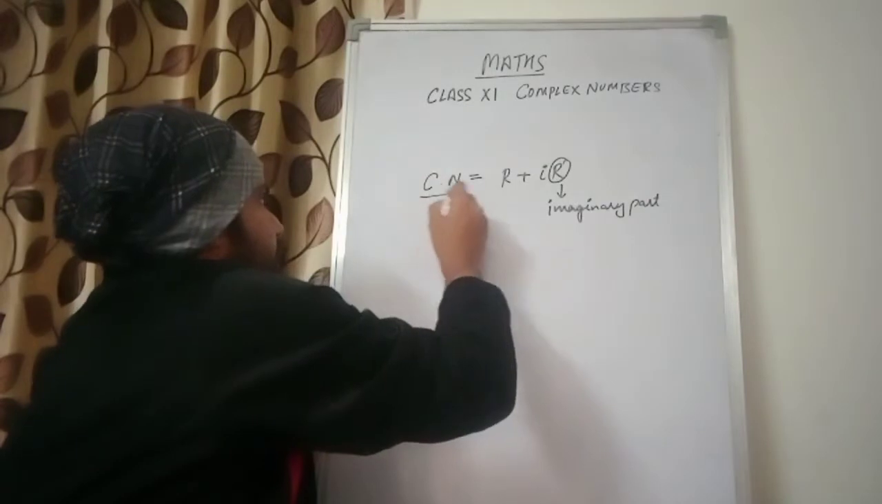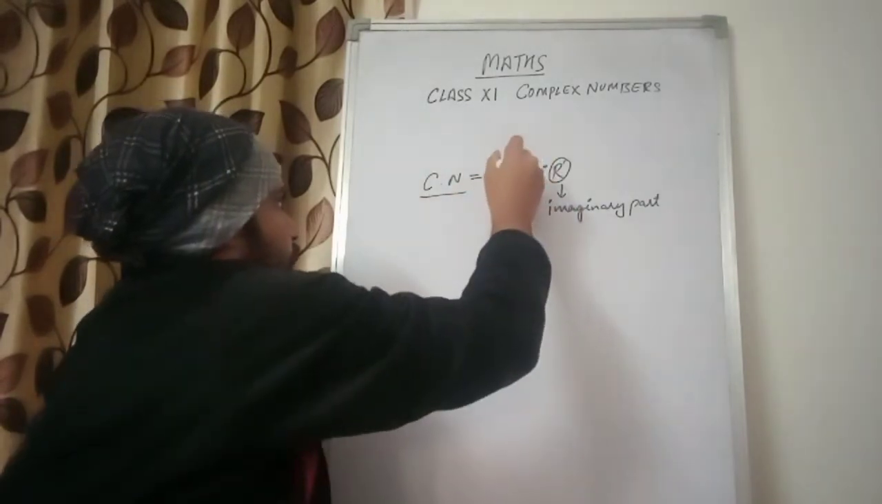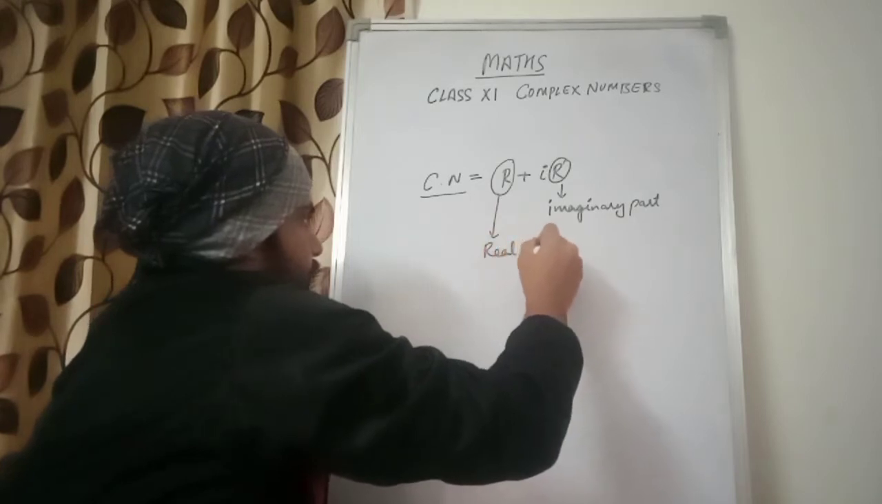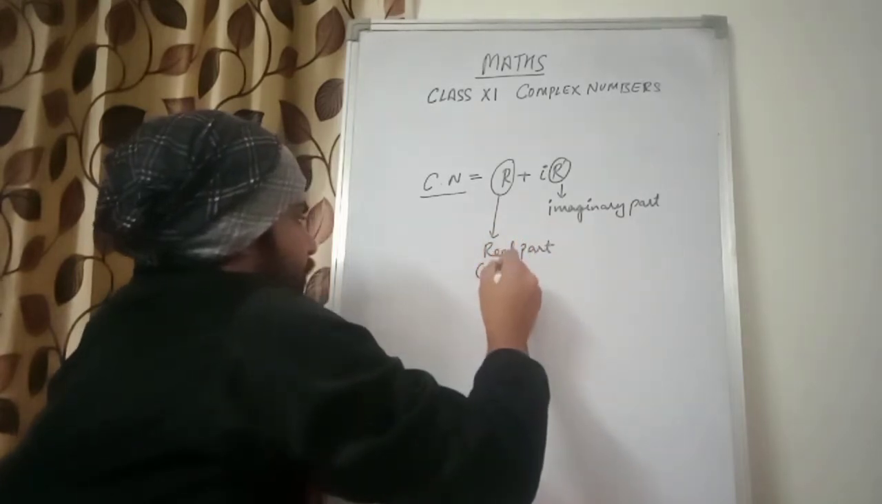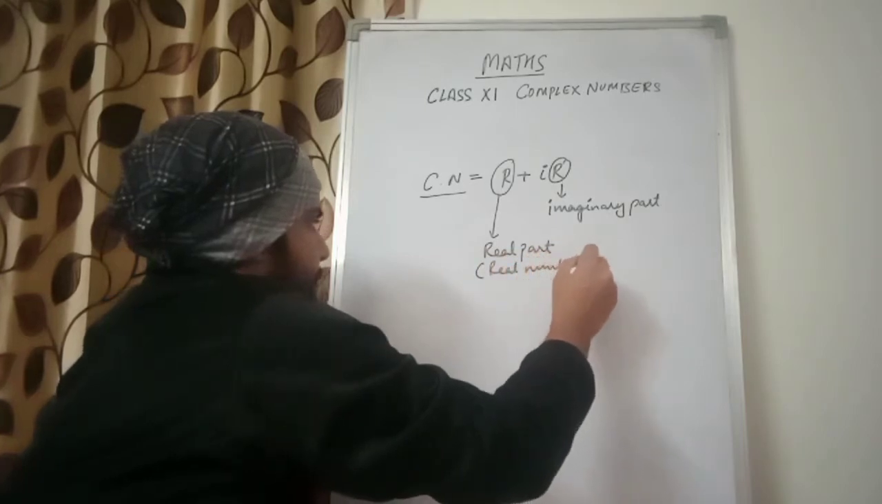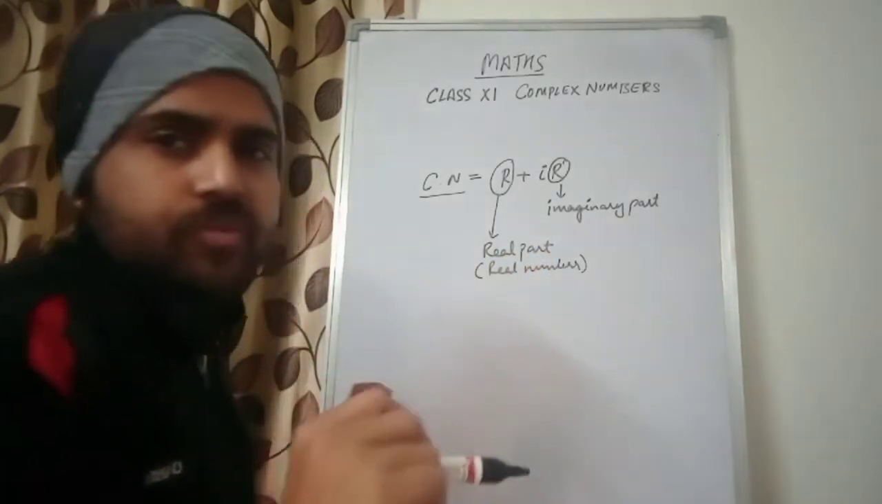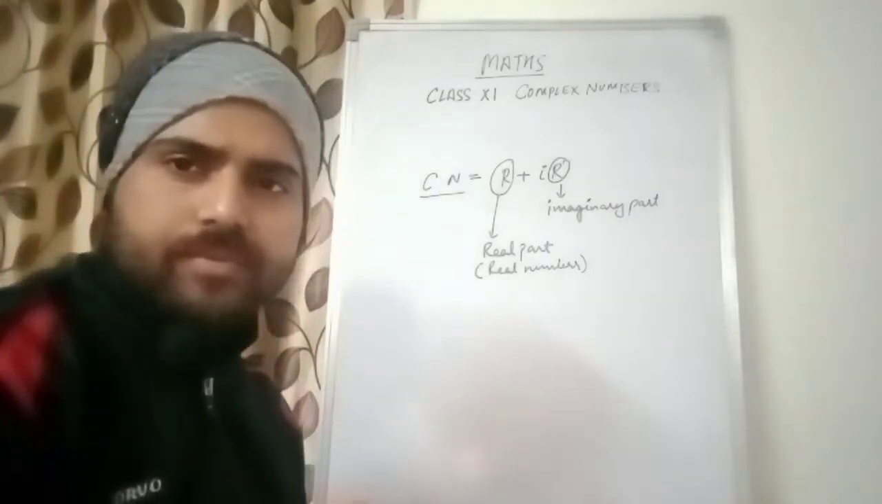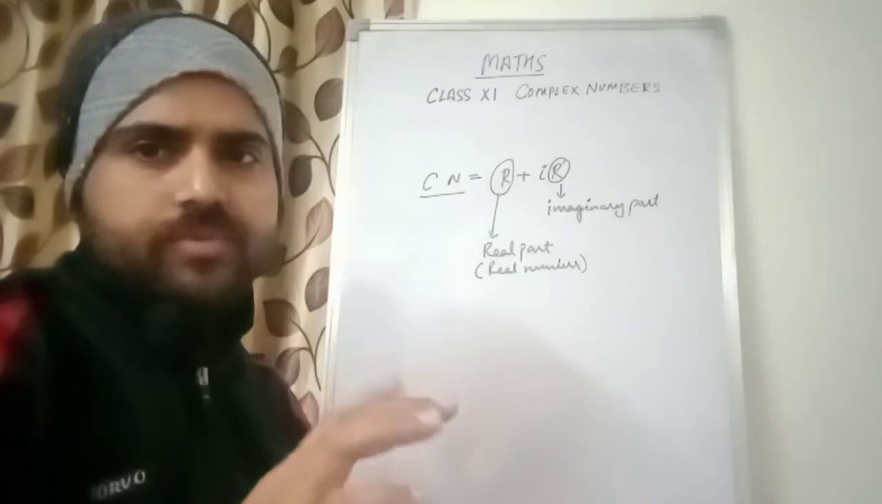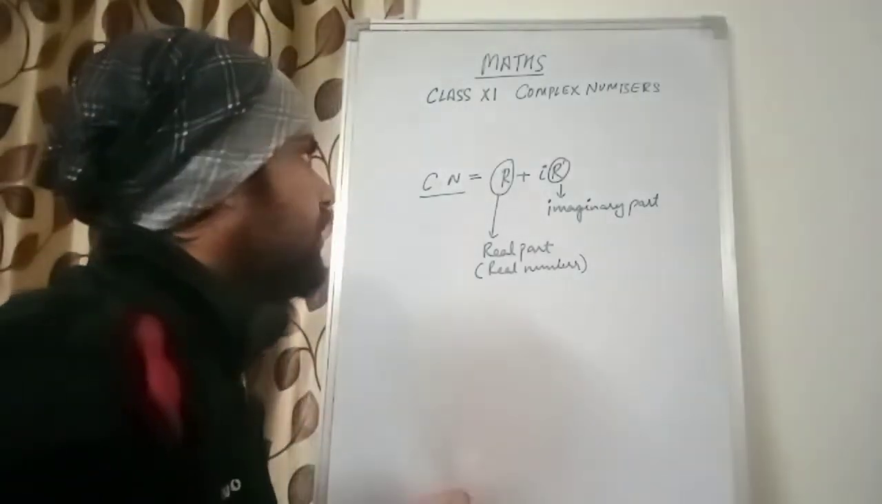Okay. A complex number has two parts. One part is your real part. It consists of only real numbers. Fine. Real numbers you must be knowing. What are real numbers? Real numbers contain rational numbers as well as irrational numbers. So both are real numbers.